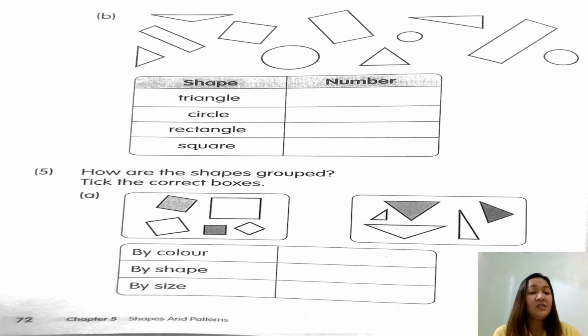So for number 5, how are the shapes grouped? Tick the correct boxes. So for letter A, how are they grouped? Is it by color? Is it by shape? Or is it by size? So we're going to tick the correct box.